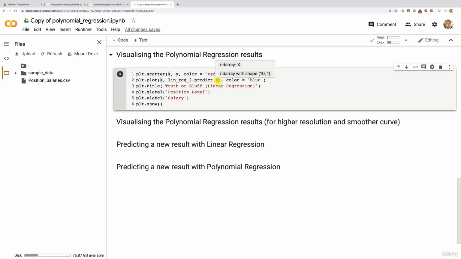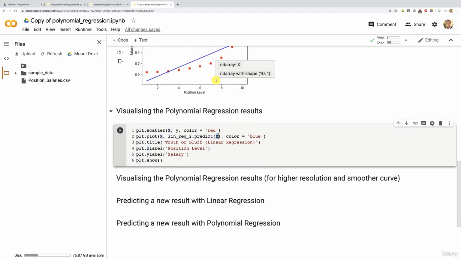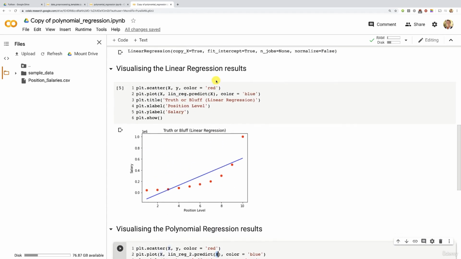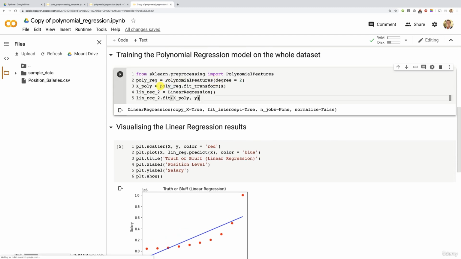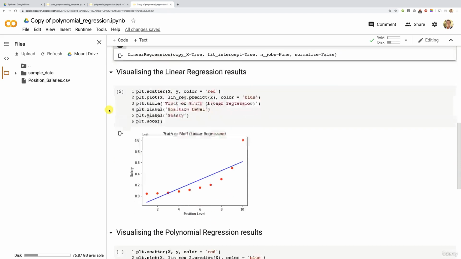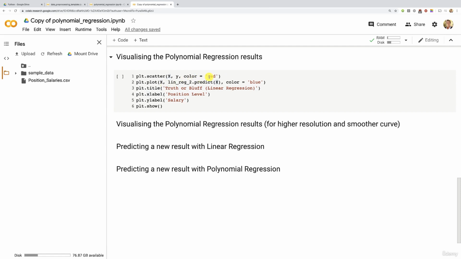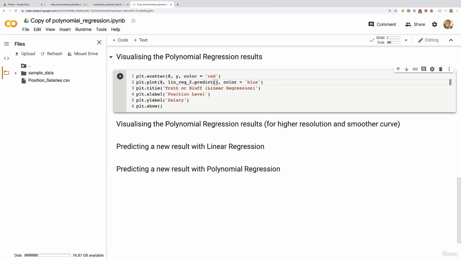You can't keep x because it is the single feature, so you need to input here that transformed matrix of features x containing the different powers of that single feature position level. And that's, of course, exactly this polyreg fit transform method applied to this matrix of single feature x. So I'm copying this, and that's exactly what we have to input inside this predict method. You understand? So that was the little thing not to forget, and now you're all good. You're ready to have a beautiful visualization of the polynomial regression results.